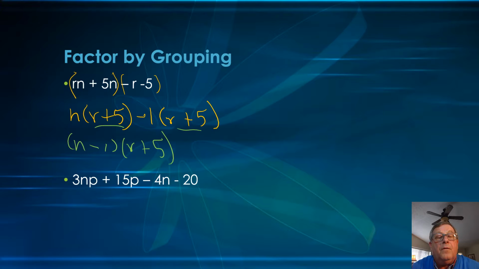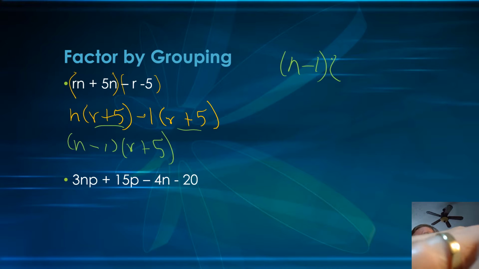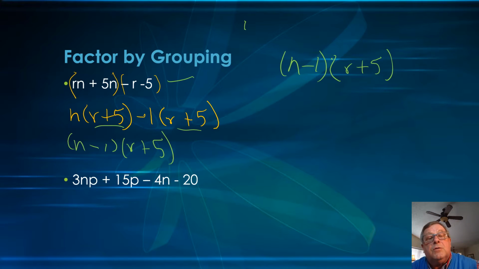Well, you know what? Let's FOIL that. Let's take a moment and FOIL that back and see if that comes back to our original term. So I'm going to go up here. We got n minus 1 times r plus 5. And I'm going to use FOIL to multiply these 2 polynomials, and I want to see if I come back to that original.